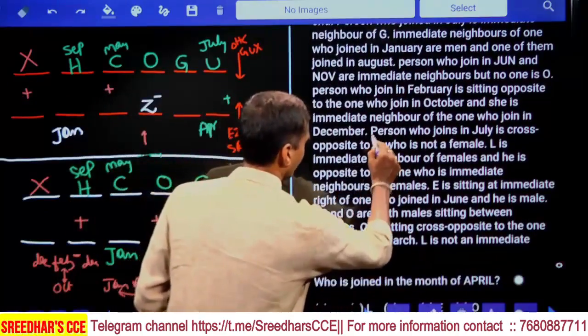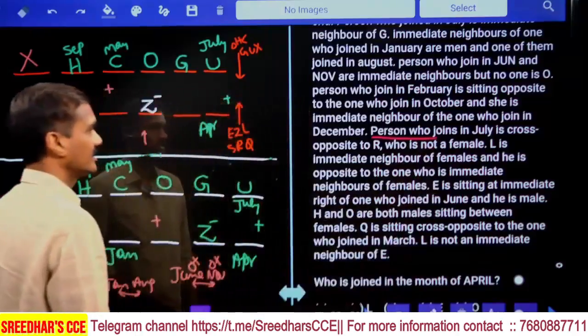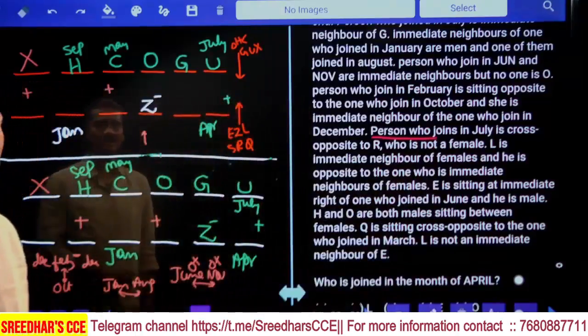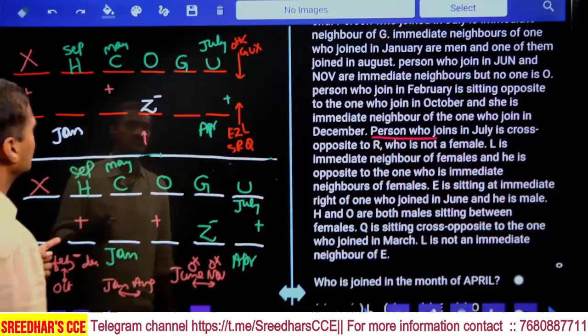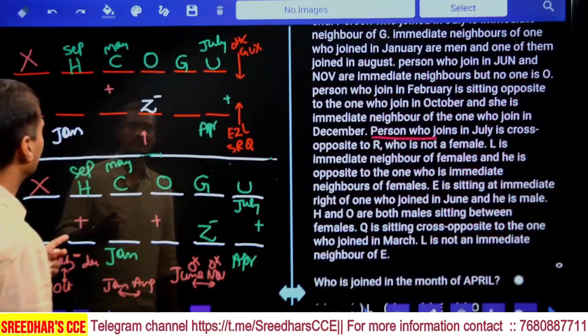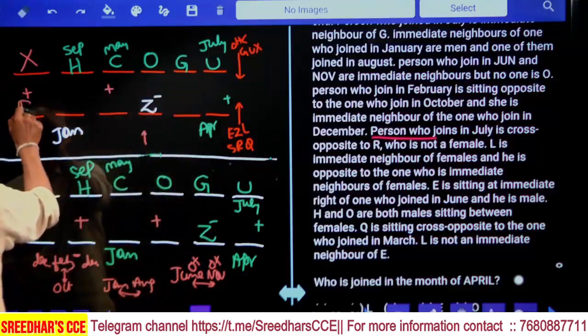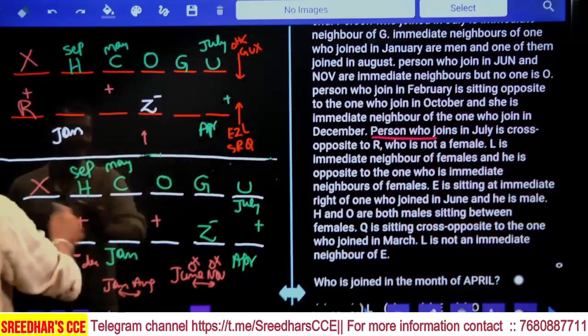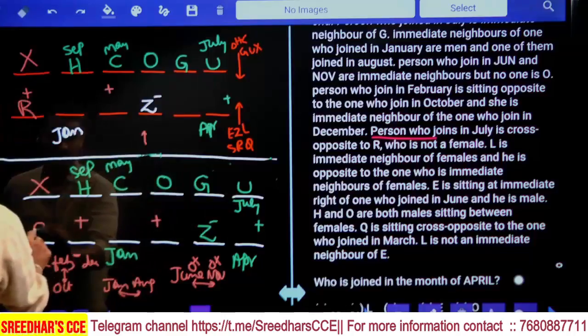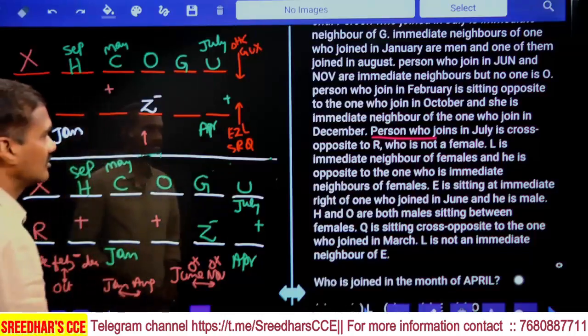And next one, the person who joins in July is cross opposite to R. R's cross opposite means where should it be? R must be at one of the corners. July is here, so R must be at this place, which means diagonally opposite. R is here, cross opposite to July.